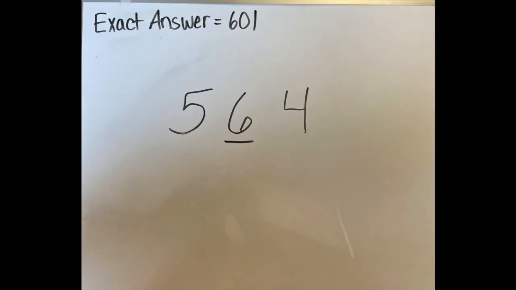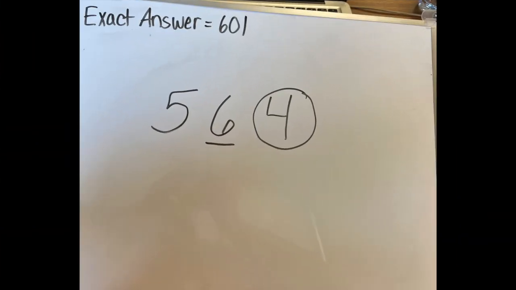When I round to the nearest 10, my tens place is going to change. I'm going to take a look at my ones place, and that's why I am going to circle that ones place. And I'm going to ask myself, okay, I have the number 4 in the ones place.